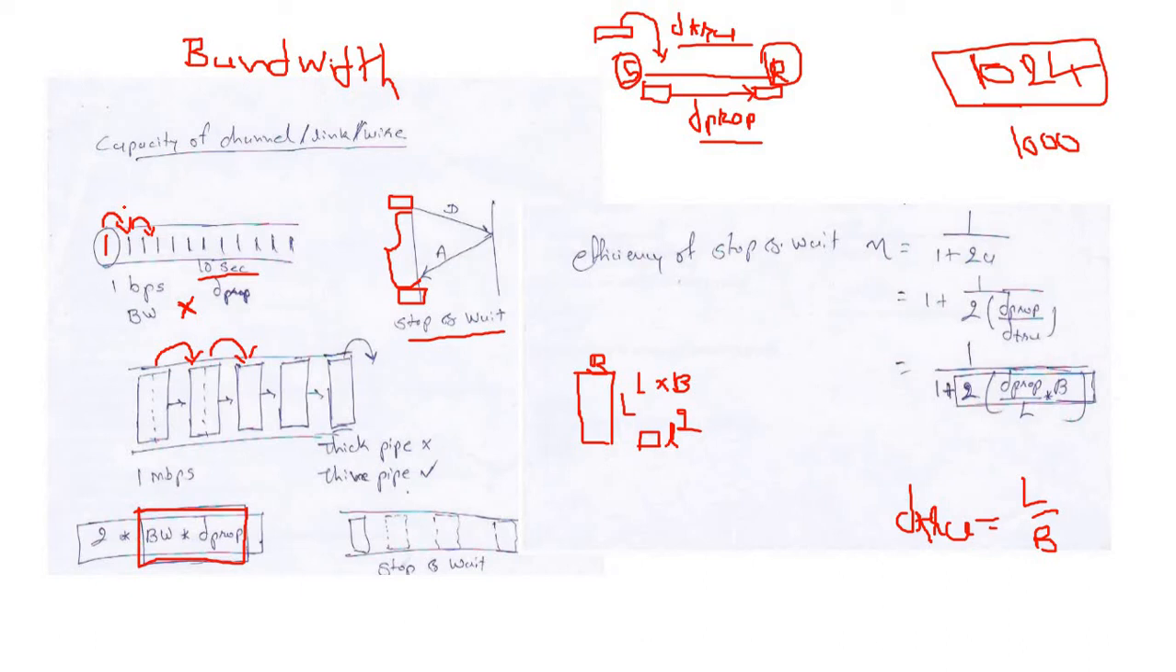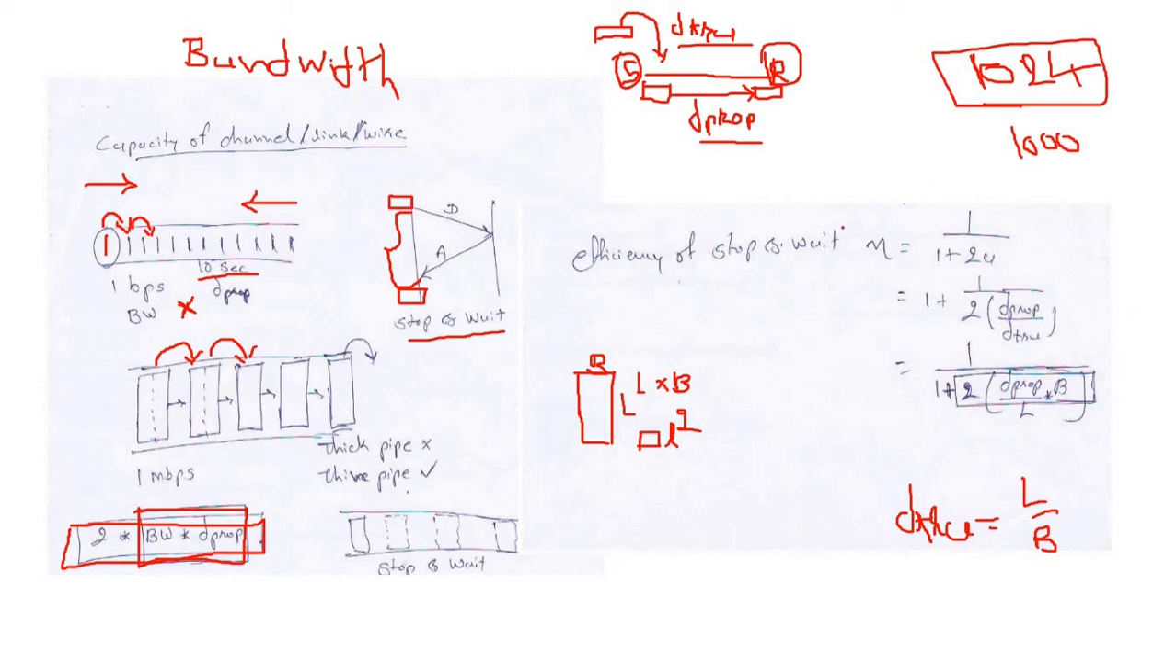But here we are considering only the single side, the sending side. It means right now we are looking at half duplex only. Suppose the channel is full duplex, then what happens? Capacity becomes twice. So that's why we take 2 multiplied by bandwidth into delay of propagation. For half duplex, it is bandwidth into delay of propagation, and for full duplex, it is 2 into bandwidth into delay of propagation.